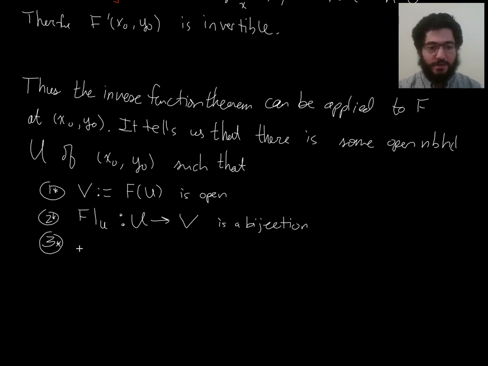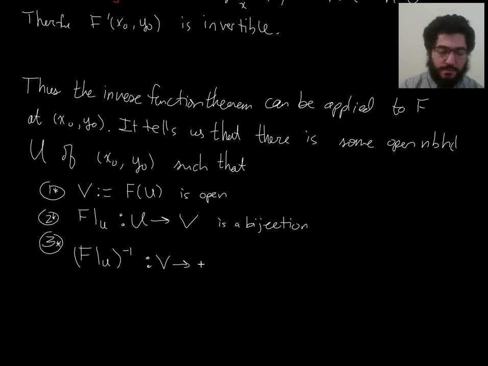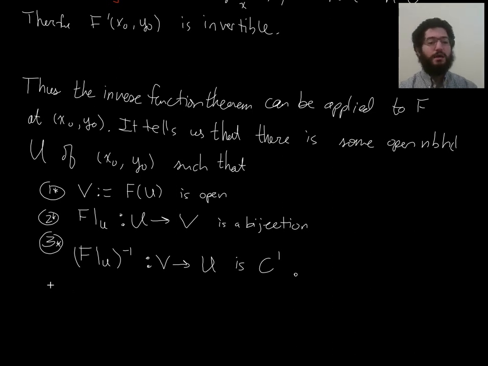And 3 star is telling us about differentiability. So F restricted to U, well, it's invertible as a function of sets. So this is the inverse. That's not saying anything new that 2 star isn't saying. But the inverse is a C1 map. That's what 3 star says. So continuously differentiable.